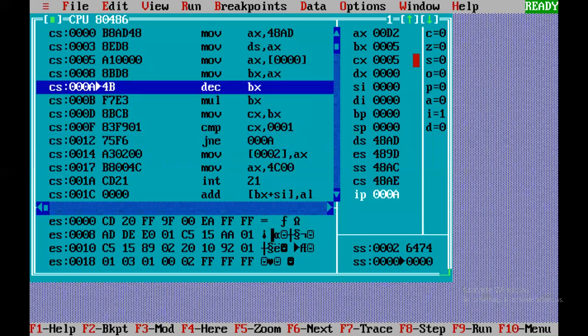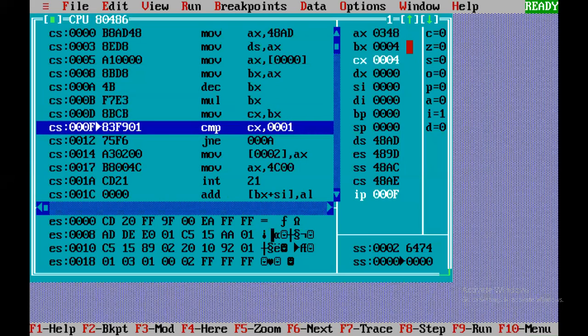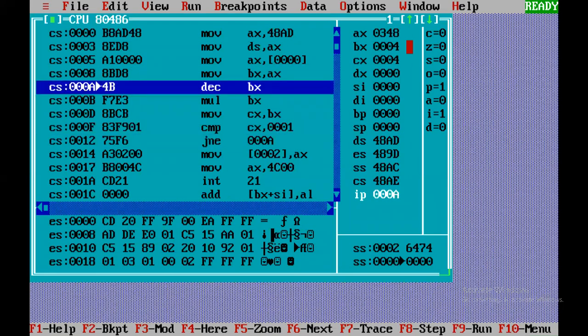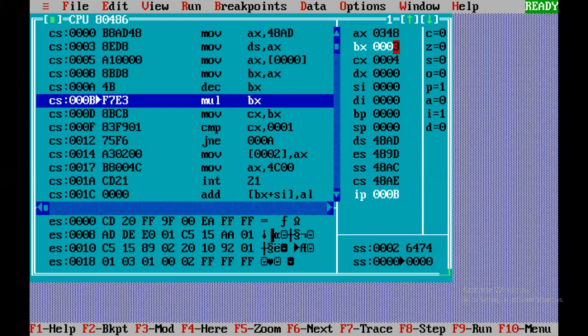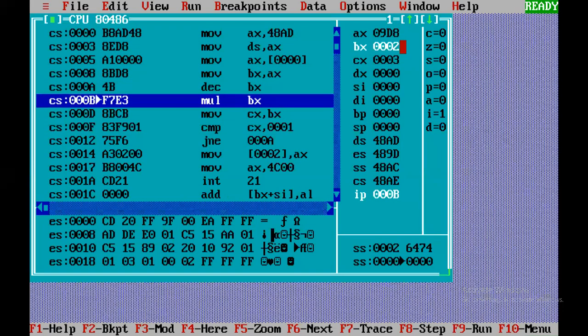Again it goes to the next step. That BX is 4. So 7 into 6 into 5, 5 into 4. That is the fourth number. Again you have to press the F7. So again you have to press the F7. It will go to the 3. BX is 3 and stored into CX register. Yes or no? So again it becomes a 2. Again stored it into CX register.